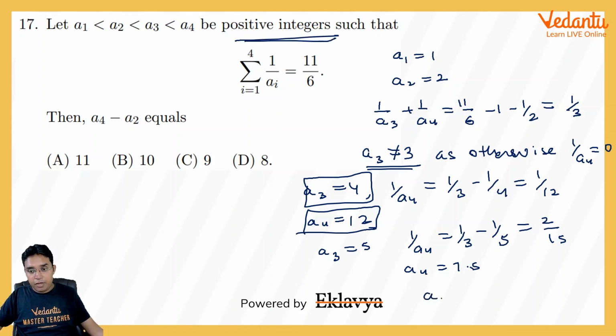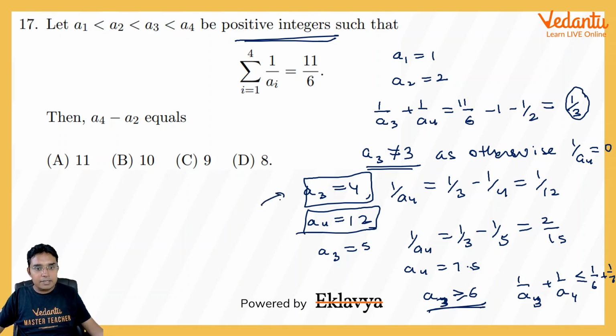Now, if A3 is 6 or more, then 1 upon A3 plus 1 upon A4 will be at max 1 upon 6 plus 1 upon 7, isn't it? And that is lesser than 1 upon 3, which we are looking for. So this is also not possible. So that is the only possibility. So I am saying that A1 will be 1, A2 will be 2, A3 will be 4, and A4 will be 12.